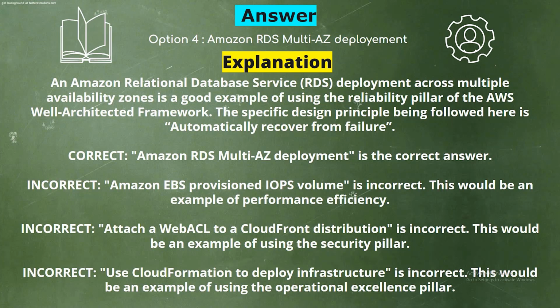Incorrect. Amazon EBS provisioned IOPS volume is incorrect. This would be an example of performance efficiency. Incorrect. Attach a web ACL to a CloudFront distribution is incorrect. This would be an example of using the security pillar. Incorrect. Use CloudFormation to deploy infrastructure is incorrect. This would be an example of using the operational excellence pillar.